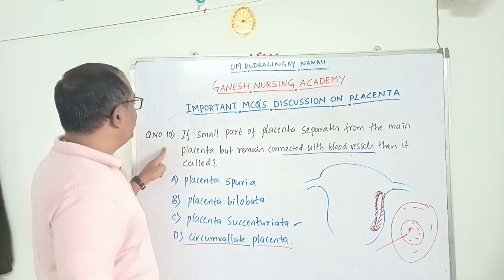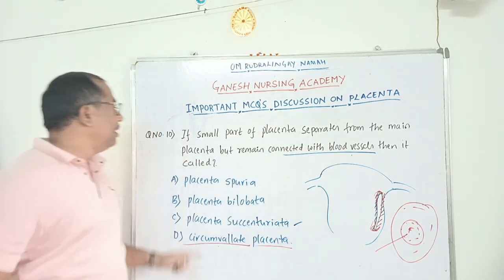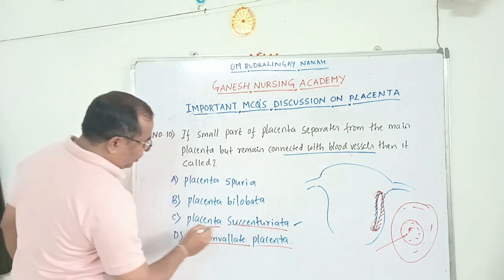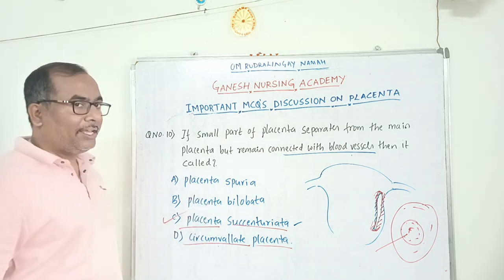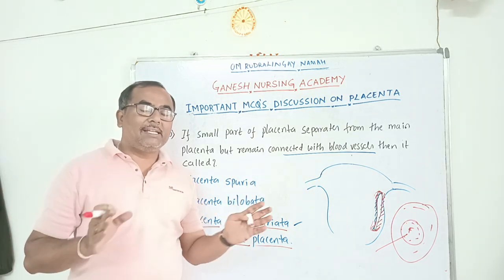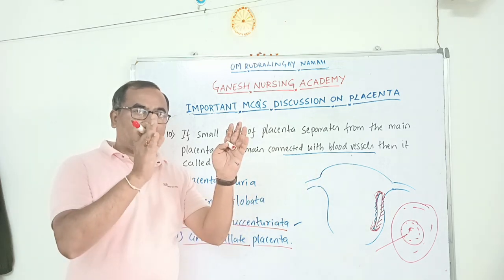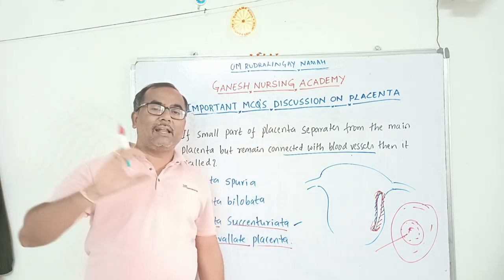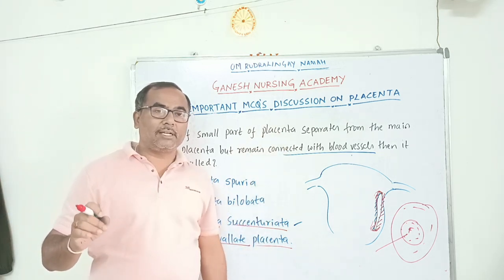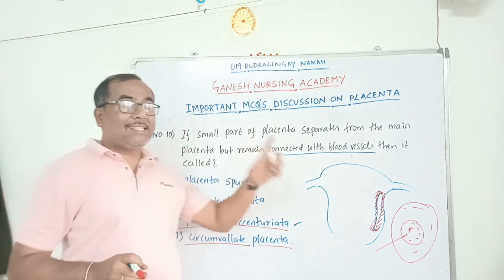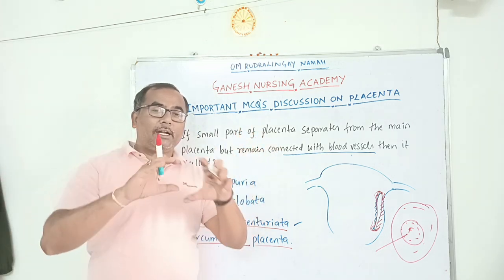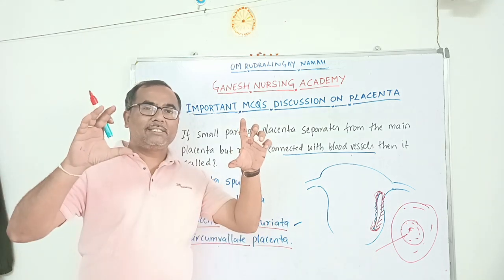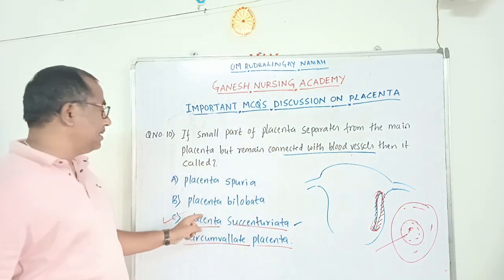So the question is, if a small part of the placenta separates from the main placenta and remains connected with the blood vessels, it is called a placenta secundariata. The main placenta is connected with the small placenta by blood vessels. When they are not connected with the blood vessels, it is called a placenta spuria. And what is placenta bilobata? There are two equal sized placentas connected with the blood vessels.